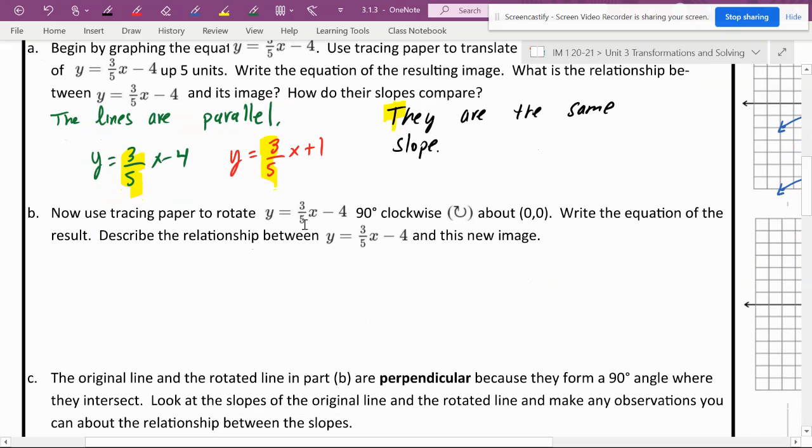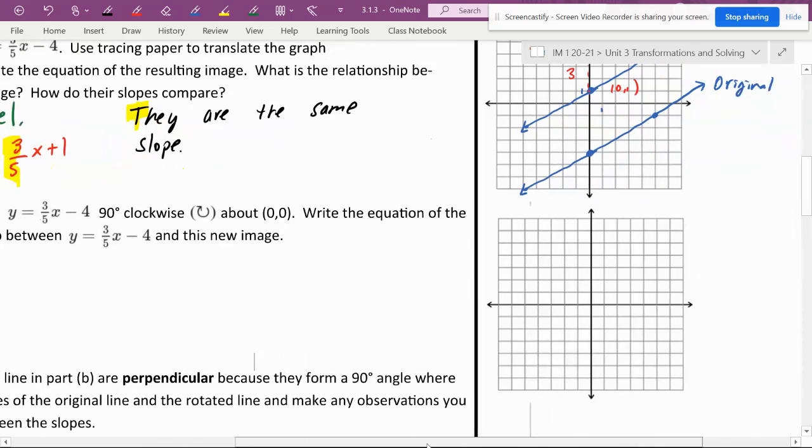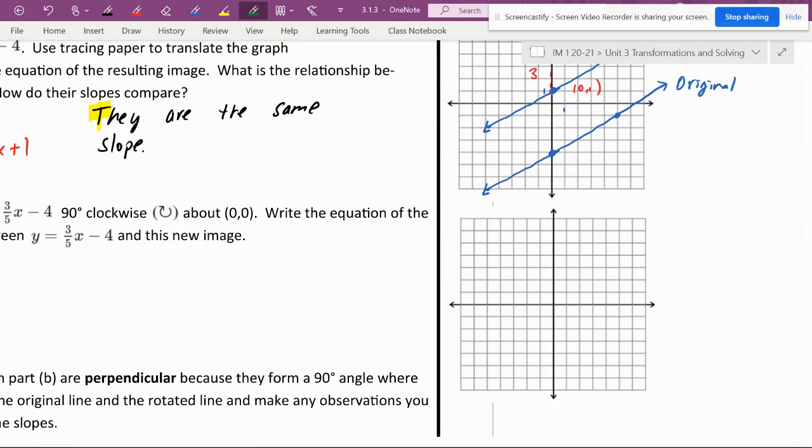It says use tracing paper to rotate y equals 3 over 5x minus 4, 90 degrees clockwise about the center. Write the equation of the result and then describe the relationship of y equals 3 over 5x minus 4 to its new image. So again, let's make the original graph. We'll do it in green. So y equals 3 over 5x minus 4.